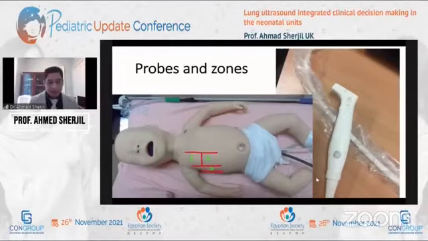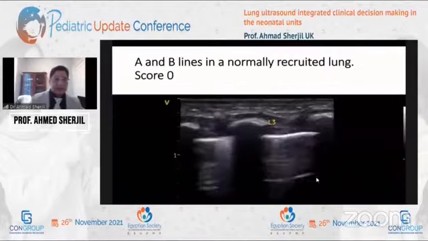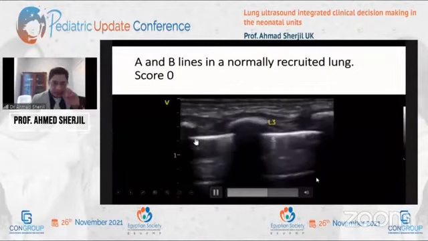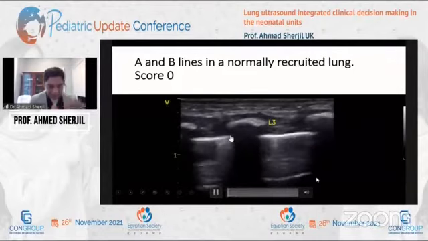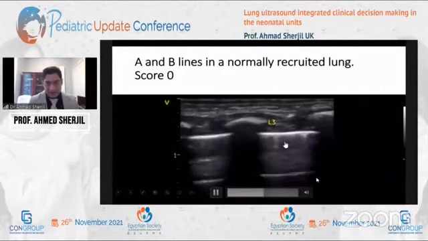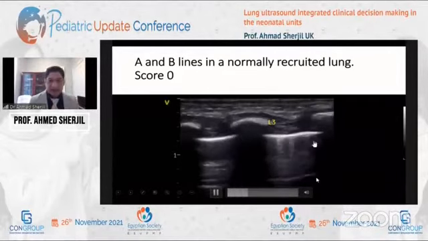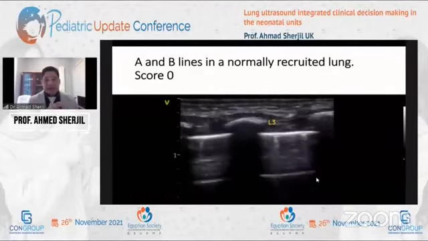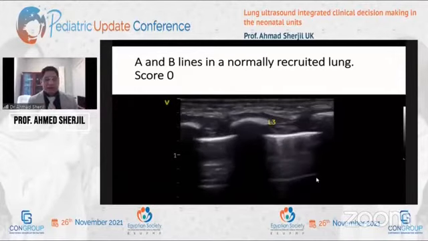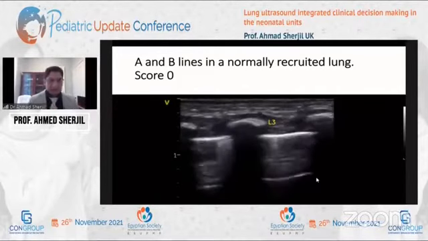So you've got a total of 6 zones, and that's one way of doing it. Some people do 8, but that's what I do. So looking at this image, you're seeing lovely shiny pleural lines in 2 intercostal spaces, and you're seeing some B lines overlapped by A lines. So this is the kind of thing you would score as a 0.